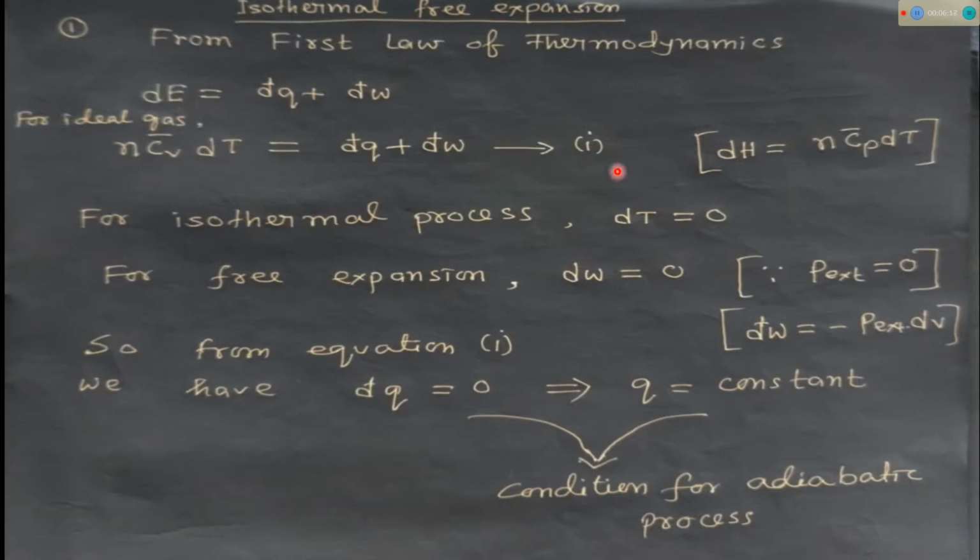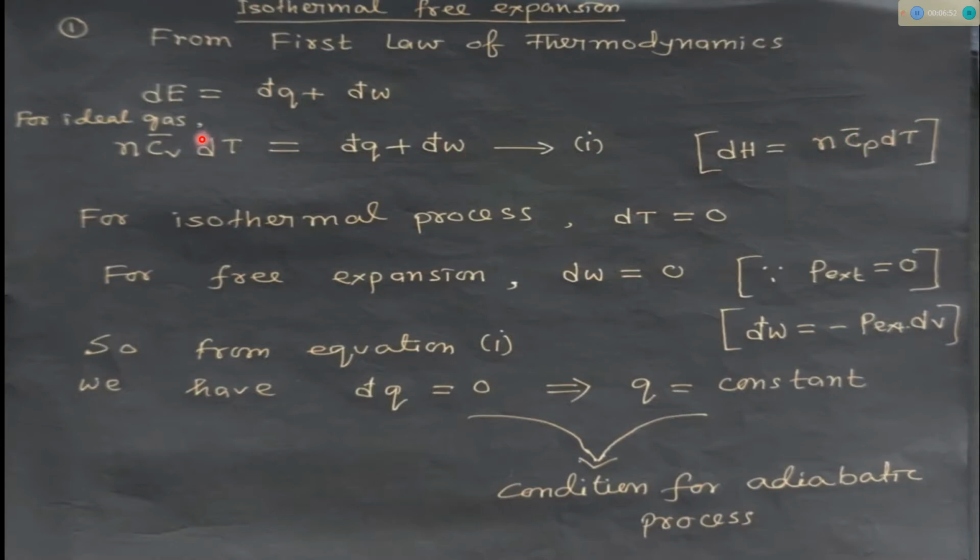For H, likewise, we can write dH, that is enthalpy change, equal to n Cp bar dT, or simply Cp dT. You cannot write Cp bar dT. If you write Cp bar, then you have to write n Cp bar dT. Cp bar means molar heat capacity, that is Cp upon n. Cp bar or Cv bar means Cp upon n. That's why we write here n Cp bar dT.